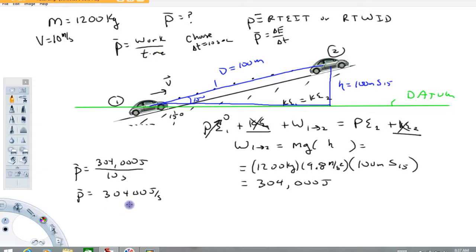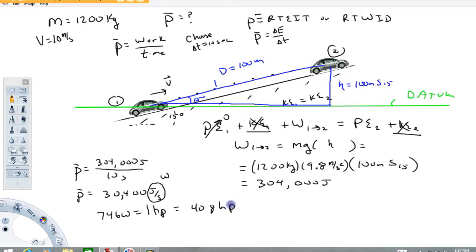That's why we can use either of these equations to calculate the average power. So we got about 30,400 joules per second. And just to convert that to horsepower, remember there's 746 watts in 1 horsepower. I had that backwards. Keep in mind this is a watt. So we can convert this and we get about 408 horsepower.